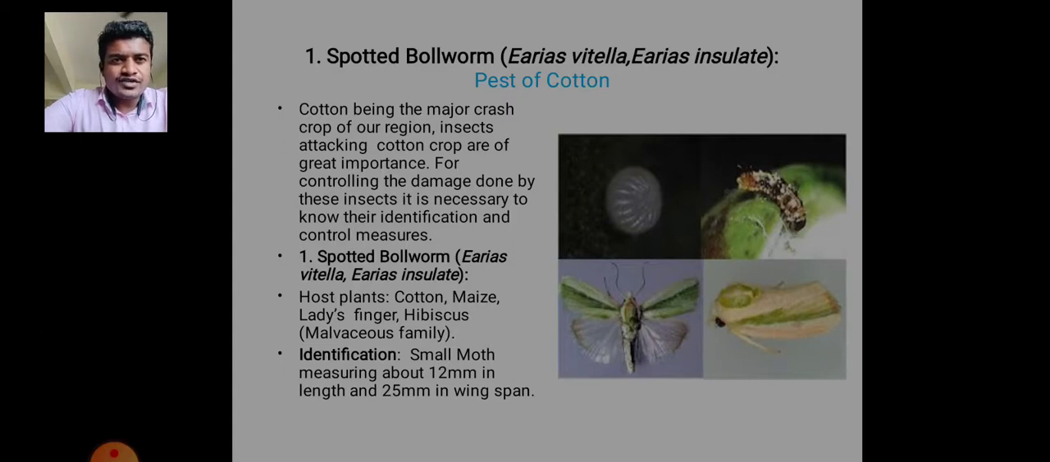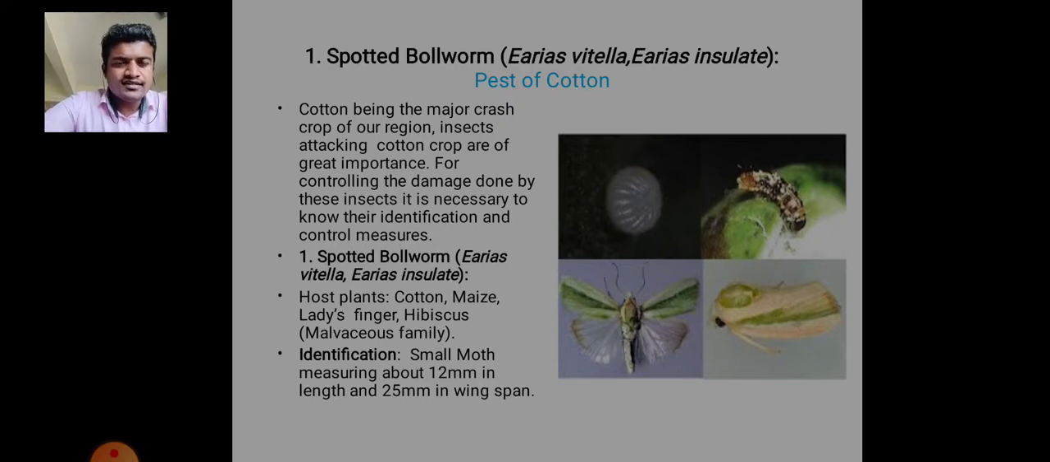Now what is the identification of this spotted bollworm? You can see at the right side the whole life cycle of this spotted bollworm pest. Starting from the egg up to the adult spotted bollworm, the life cycle takes place in the environment. How to identify this spotted bollworm? A small moth measuring about 12 mm in length and 25 mm in wingspan. Here you can see the adult spotted bollworm in the life cycle, the wings are large and expanded along with the antennal structure. The forewings are green in color and the hind wings are somewhat whitish in color.